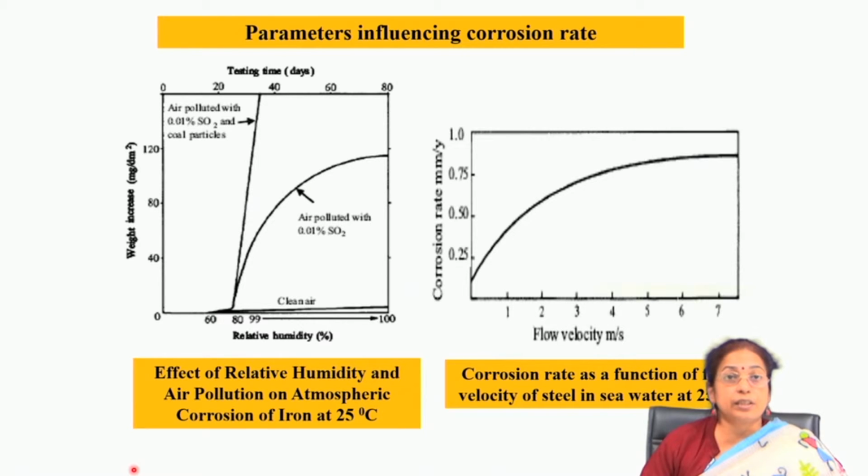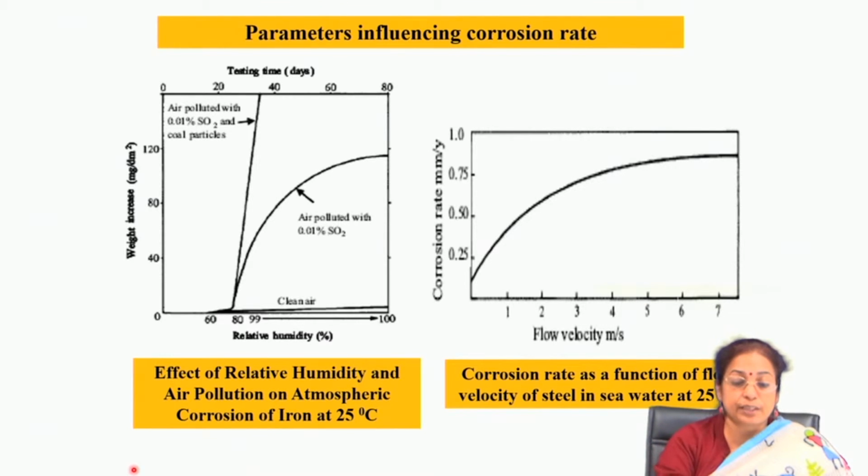It also depends on the kind of species present in the environment. For example, this is the case where the corrosion rate of iron in different environments is shown. In clean air it is minimum; as it is polluted with 0.01% sulfur dioxide, it is a little higher, much higher than in clean air; and whenever it is polluted with 0.01% sulfur dioxide and coal particles, you will see that the corrosion rate is maximum. Corrosion rate is usually measured in terms of weight gain as a function of time or temperature or different environmental parameters.